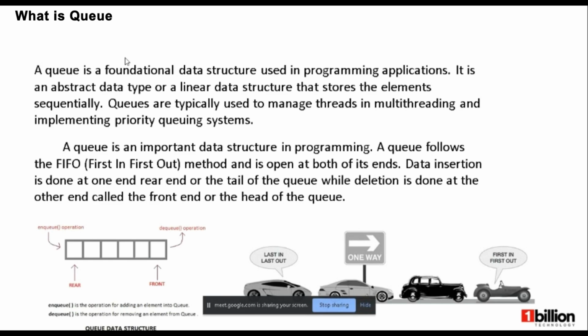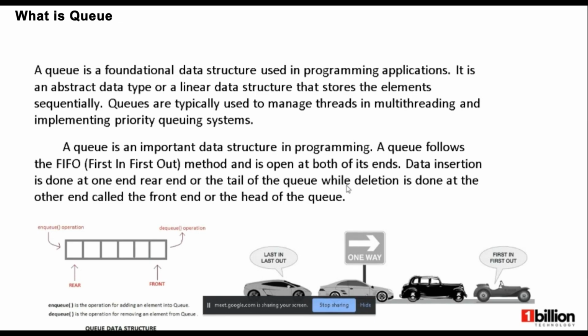Queue follows the first in first out method and is open at both of its ends. Insertion is done at one end, the rear end or the tail of the queue, while deletion is done at the other end, called the front end or head of the queue.